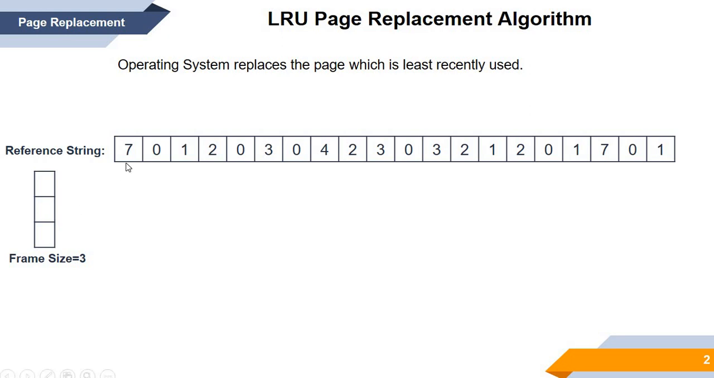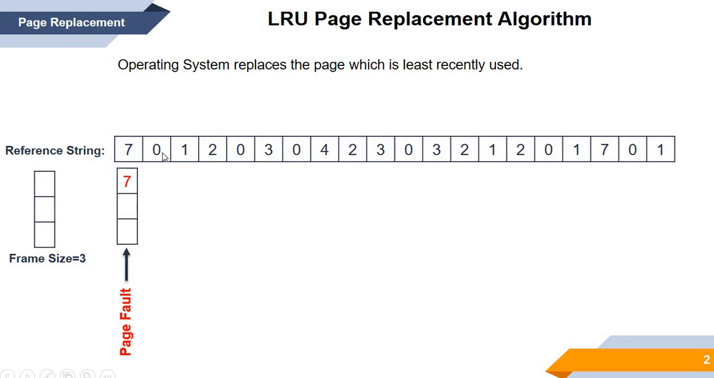From the given page sequence, the first page is 7. It is not in the page frame. There is a page fault. Page fault means the current page is not present in the page frame. So 7 is added in the page frame.